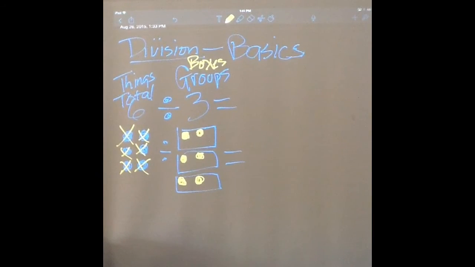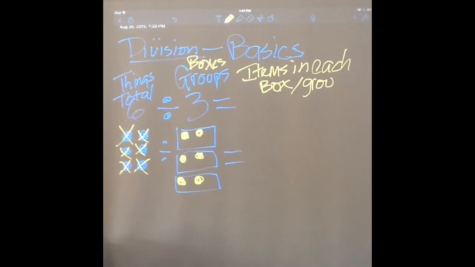Now how many items, that's what we have next, is our answer is going to tell us how many items in each box in this case. Or really what we should be using is how many items in each group. Okay? So how many yellow dots do we have in each box? We have 2. So that is our answer. Does that make sense? Yes.